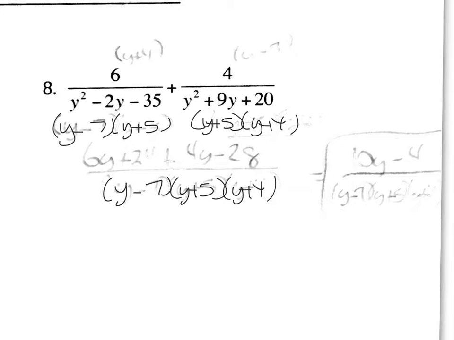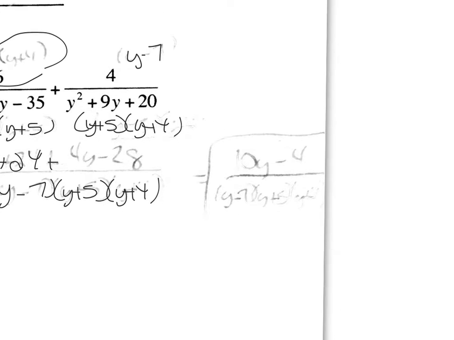So I looked at the first one. This one right here was missing the y plus 4, so I did 6 times y plus 4, which is 6y plus 24. The second one was missing the y minus 7, so I did 4 times y minus 7, which you can kind of see, 4y minus 28. So then I added my 6y and my 4y, and my 24 and my negative 28, and ended up right there with a 10y minus 4 over that big denominator that was right there.